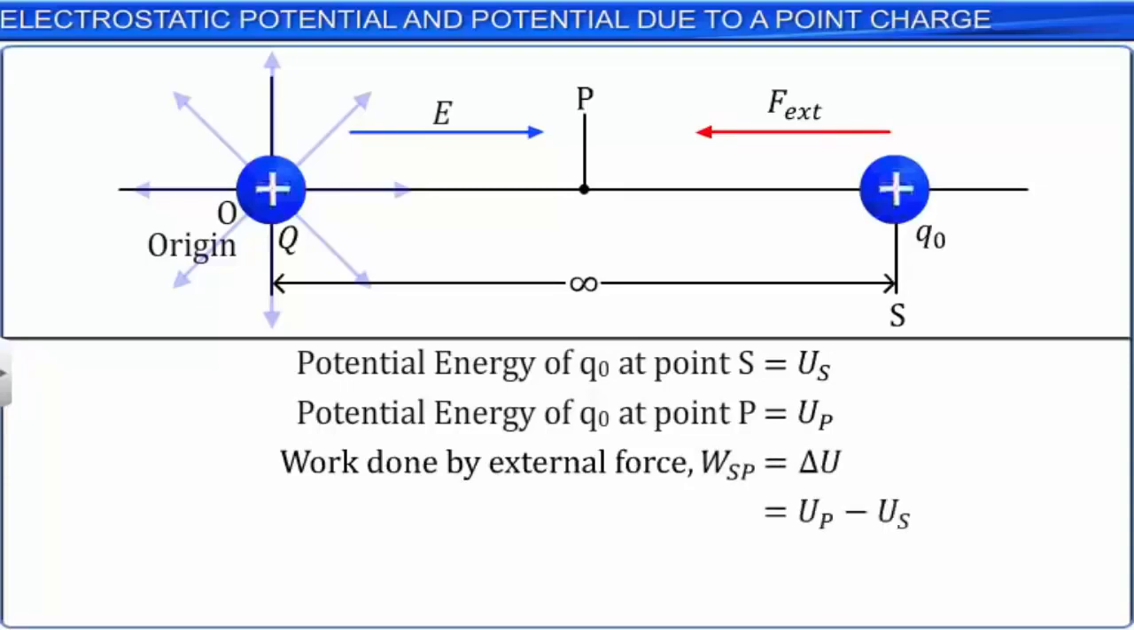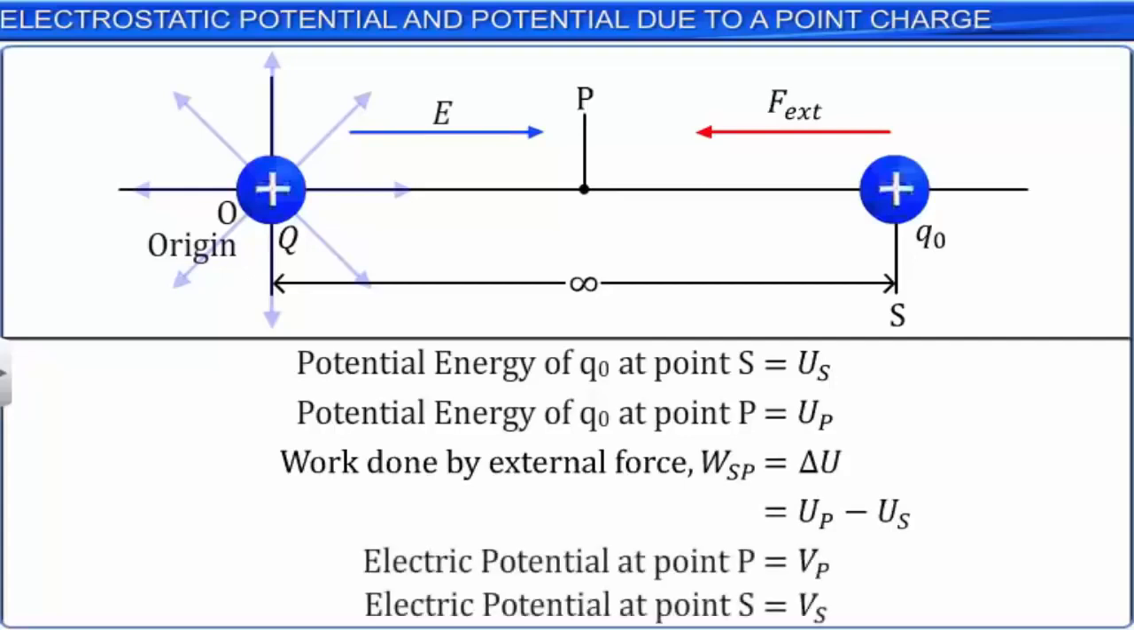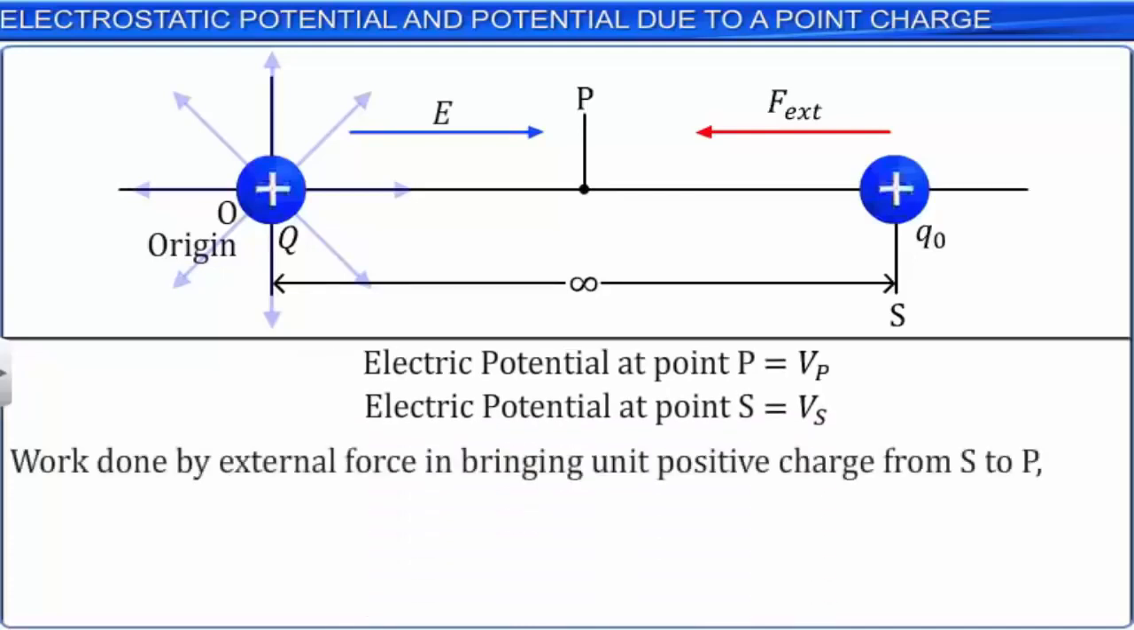If Vp and Vs denote the electric potentials at points P and S respectively, then the work done by the external force to bring the unit positive charge from S to P is equal to Vp minus Vs, which is in turn equal to UP minus US by q naught.